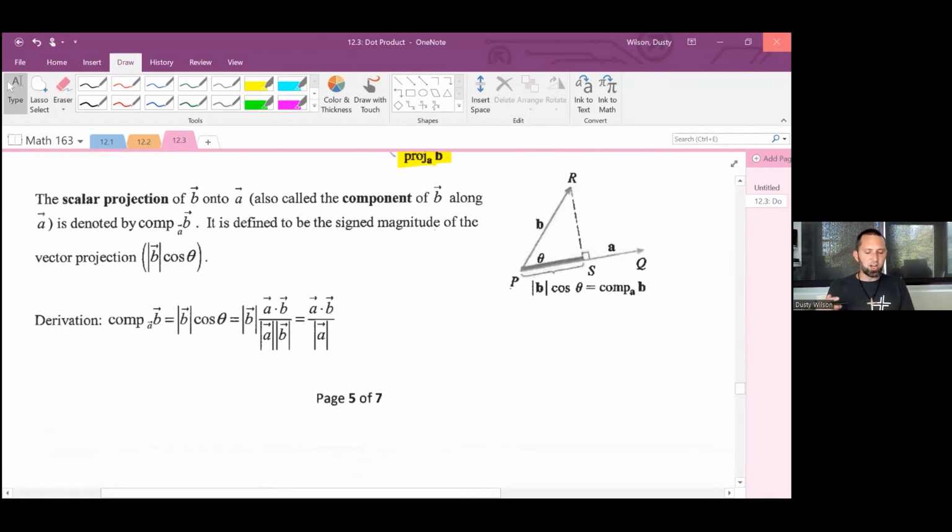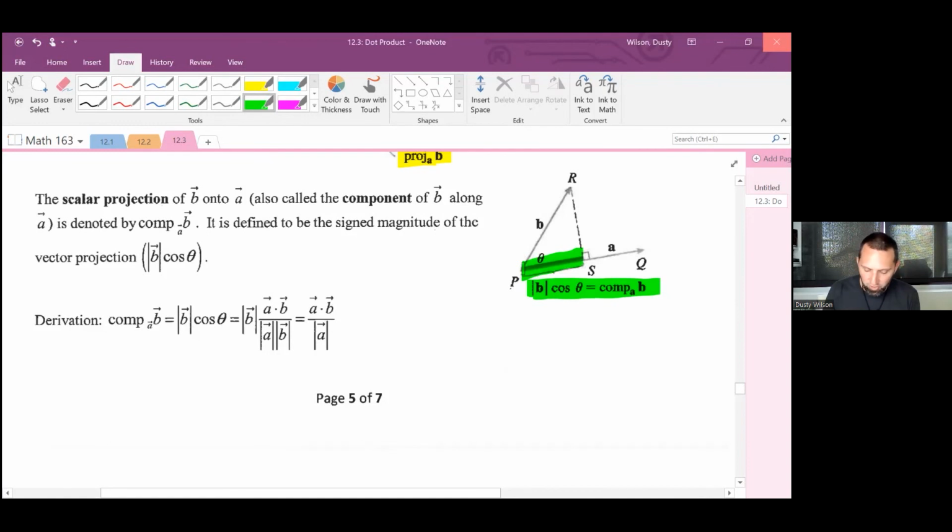Similarly, the scalar projection of B onto A, also called the component of B along A, and you noticed on the animation that it used the scale abbreviation. Here we use the comp abbreviation. Same thing. It is denoted by the component of B in the direction of A. It's just defined to be the signed magnitude of the vector projection, or magnitude of B times the cosine of theta. Okay, and it's literally the length of this shadow.